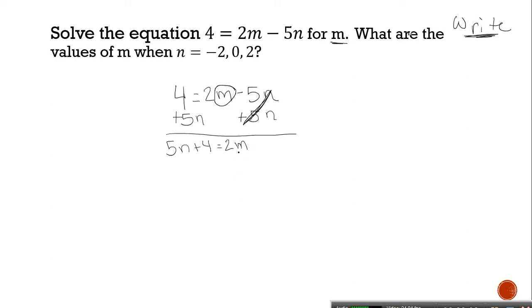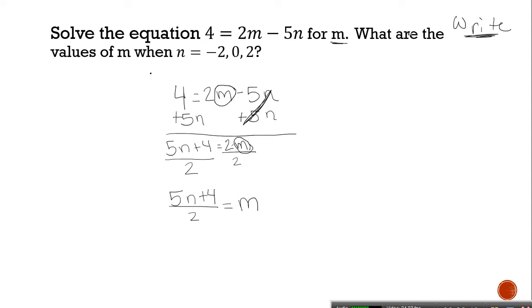Now, I need m alone, remember, so I'm going to circle him. So I got to get rid of this 2. So right now this is 2 times m, so I'm going to divide by 2 on both sides. I'm going to get (5n plus 4) divided by 2 has to equal m. So I got done with my first part. I solved the equation for m.